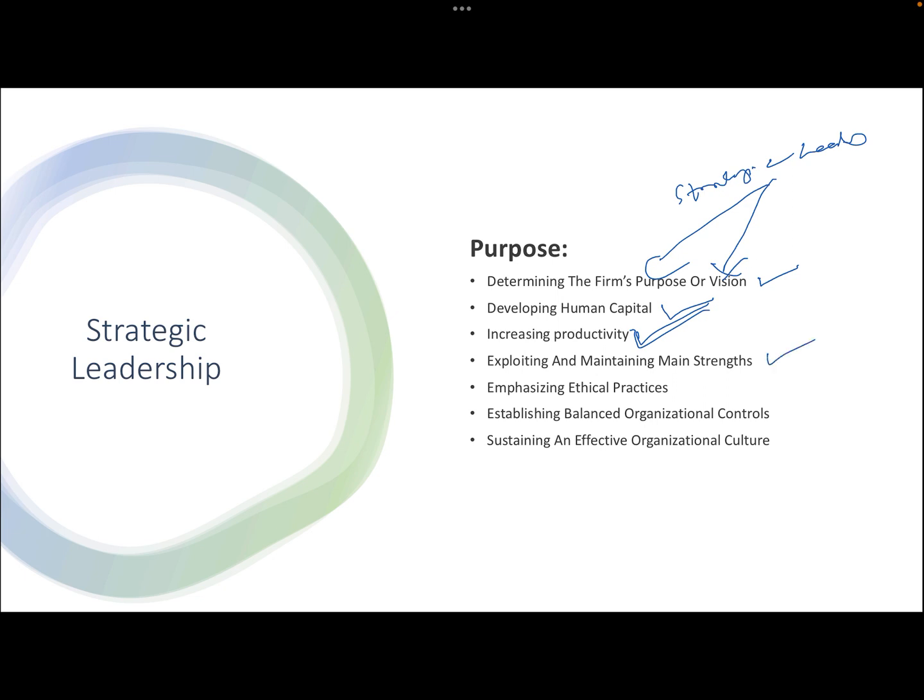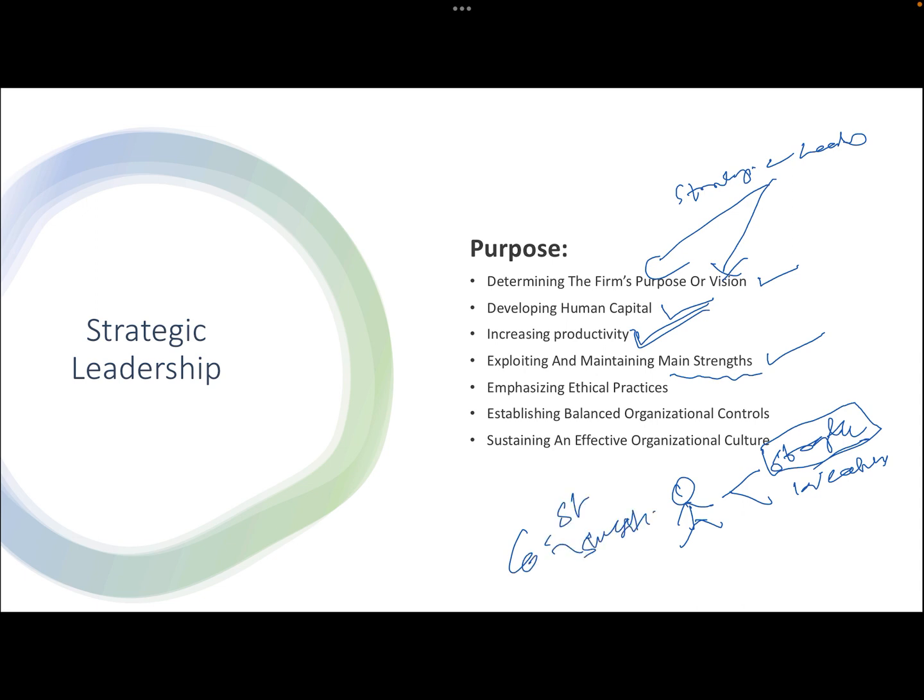And a strategic leader always focuses on exploiting and maintaining core strengths. If you take any person as an individual, you can list out your strengths and your weaknesses. A strategic leader always focuses on your strengths. The same way with companies' strengths and weaknesses. A strategic leader focuses on strengths and then tries to achieve the organization's goal.